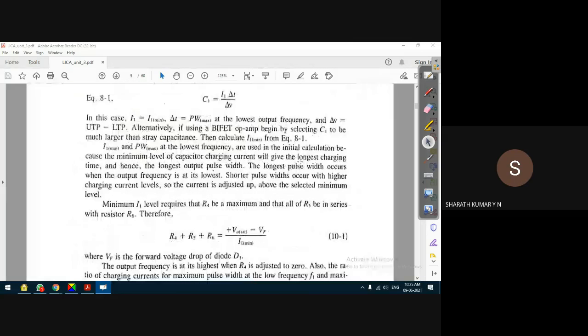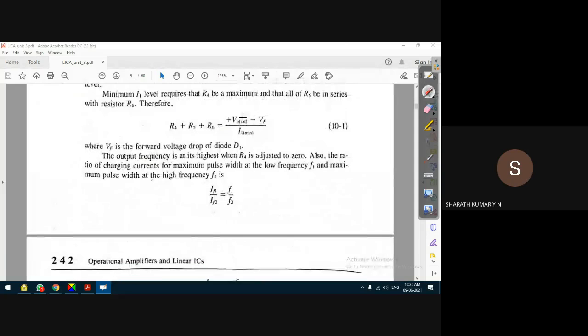So this is the resistance for charging. VF is around 0.6 to 0.7 volts for a silicon diode. The output frequency is at its highest when R4 is adjusted to 0. Why? Because if R4 is at the least possible value, the resistance is smaller and the current will be larger. The larger the current, the faster the charging cycle, and the faster the charging and discharging, the smaller the period. Very simple. That's quite straightforward.